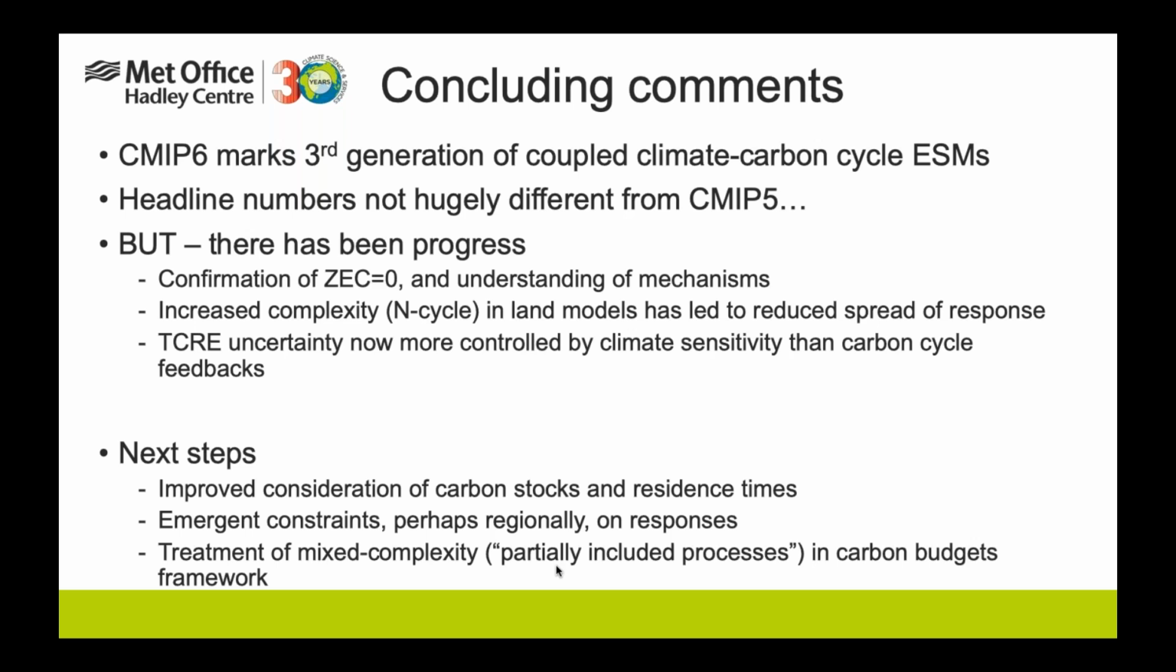For next steps, definitely we need to improve representation of the carbon stocks in the land models. I haven't talked at all about emergent constraints, but certainly that's an area of active research. We can use variability in the real world to constrain some of the model responses, and come up with ways to treat mixed complexity in our multi-model ensembles, hopefully towards improved carbon budgets. So that's what I'd like to see.